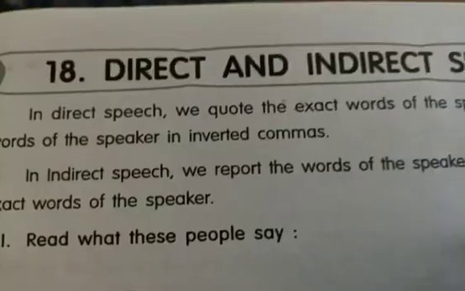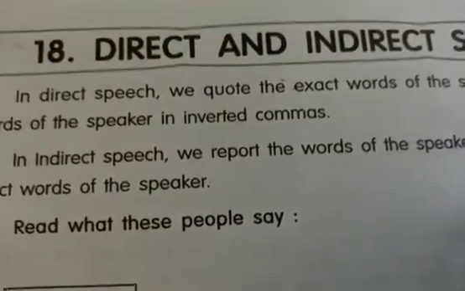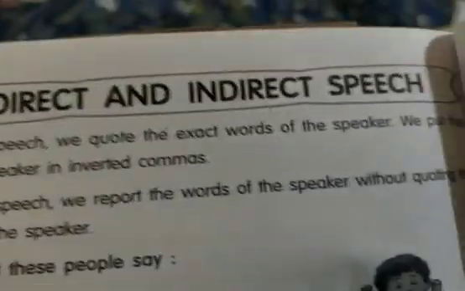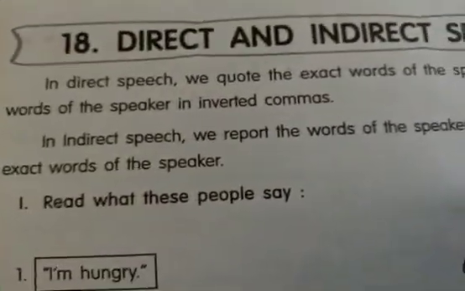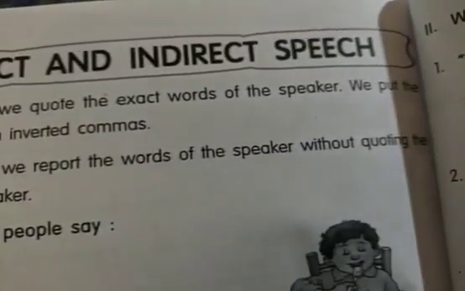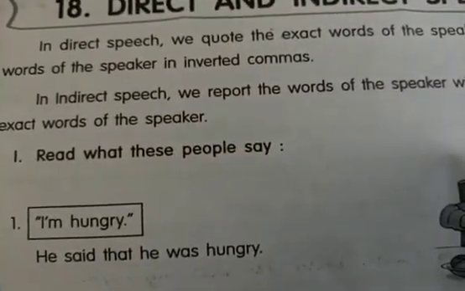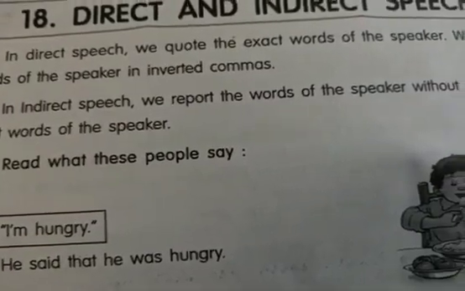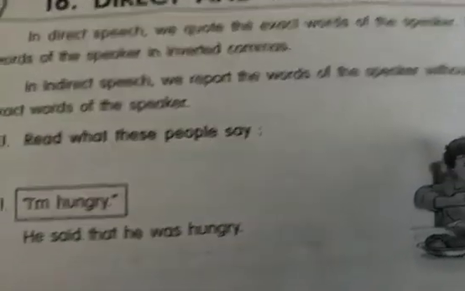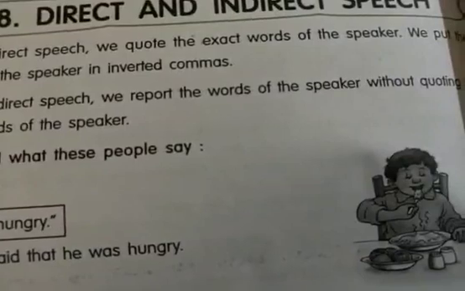Now the next question is change the following sentences to indirect speech. So before doing this, let's know what is indirect speech. Let's see chapter 18, direct and indirect speech. In direct speech, we quote the exact words of the speaker, and we write it in inverted commas. And in indirect speech, we report the words of the speaker and there is no use of inverted commas.